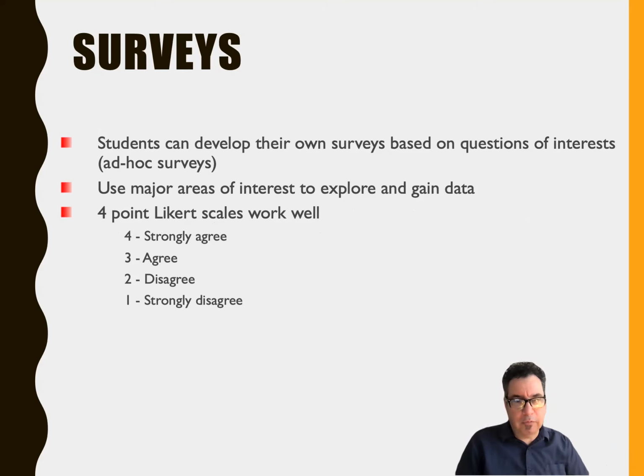I like a 4-point Likert scale here. You're probably familiar with this. Strongly agree, agree, disagree, strongly disagree. Some people use a 5-point scale and they have a neutral in here. That's the I'm not sure option, right? I don't like the I'm not sure option because that doesn't tell you anything.